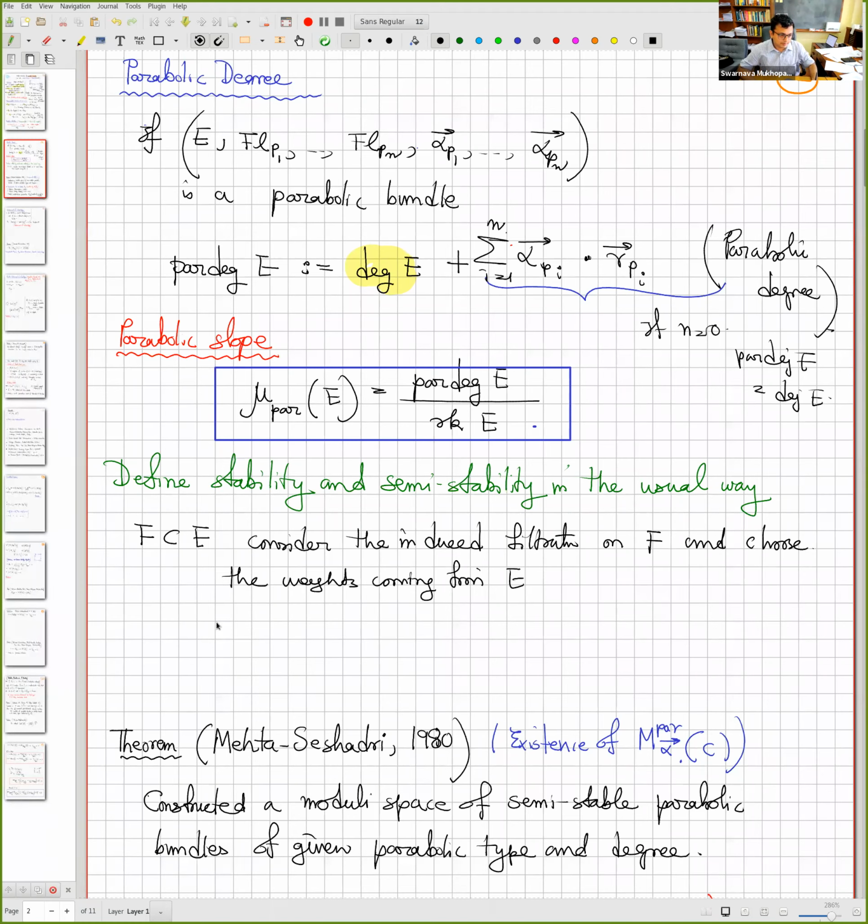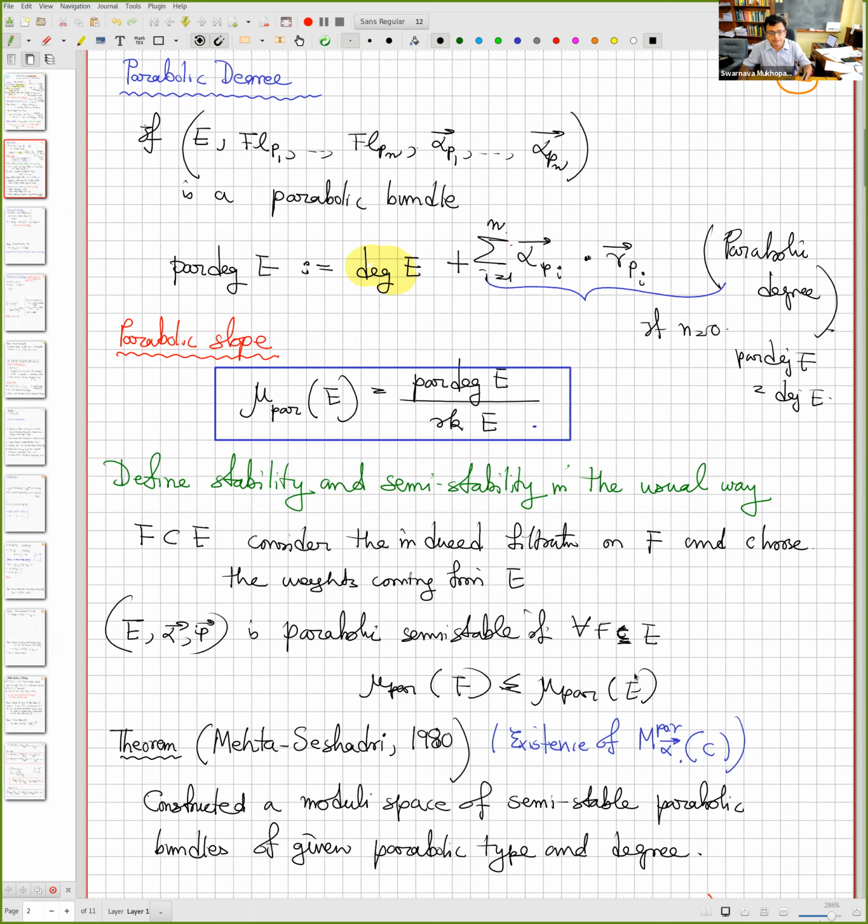Okay, and then I can say that E with all the decorations, let me call it alpha and P, is parabolic semi-stable if for all subbundles F, the parabolic slope of F is less than or equal to the parabolic slope of E. Now it is stable if this inequality is strict. So stable if the inequality is strict.